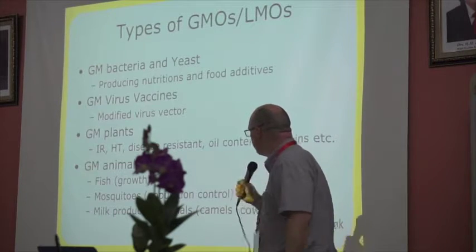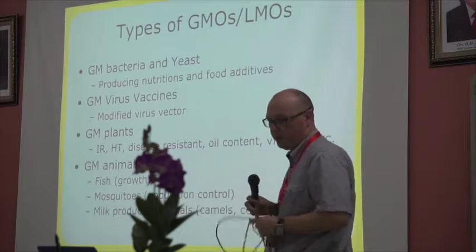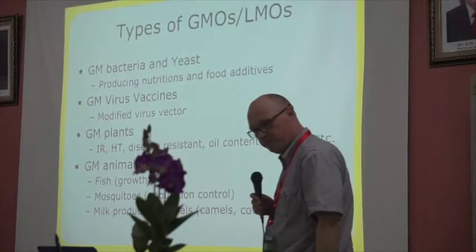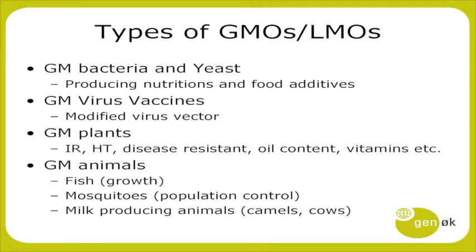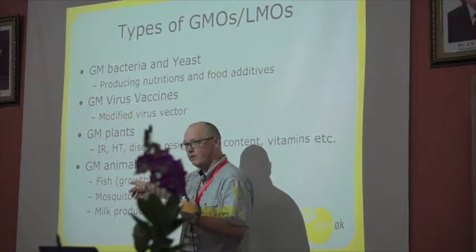So I just want to summarize very quickly the types of GMOs we have. We have bacteria, we have yeast producing nutrients and food additives, we have virus vaccines. I'm going to talk more about that later in a separate lecture. And of course the plants: insect resistance, herbicide, some are disease resistant, changed oil content, some vitamins, and also the animals, the fish for growth, particularly the aquabounty.